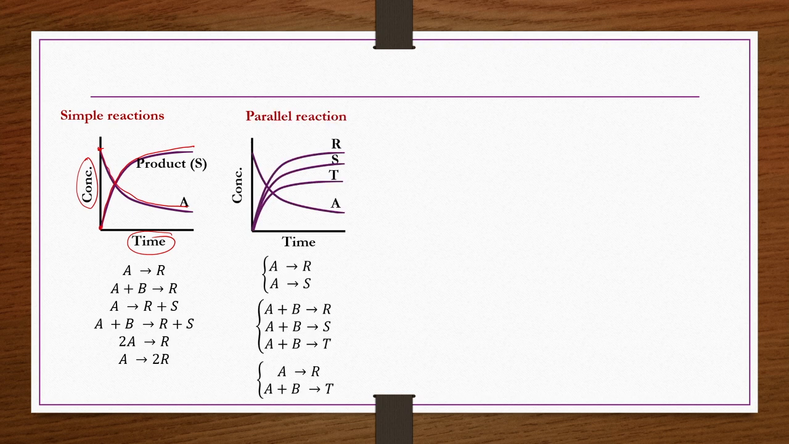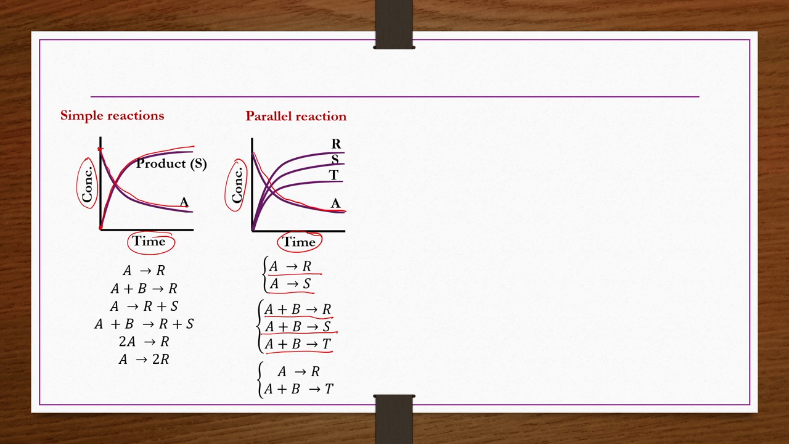Then parallel reactions, in the sense that reactions occur in parallel, like A giving rise to R, and also giving rise to S. A and B giving rise to R, and they are also giving rise to S, and also giving rise to T. So they are occurring in parallel. When such reactions are there, again if you see the concentration profile versus time plot, for the reactants, obviously concentration decreases with time, whatever the type of reaction, because it is being consumed during the reaction and then products are forming.